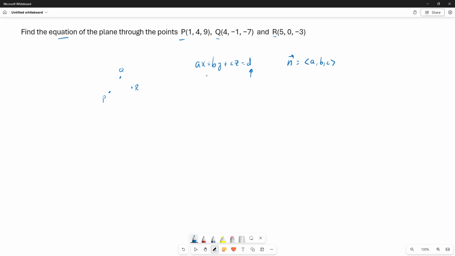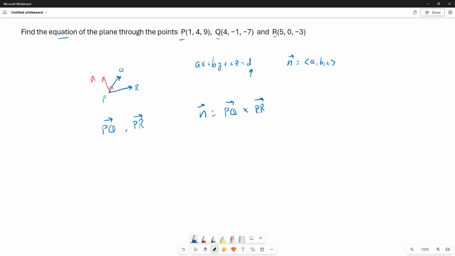So we need the normal vector to the plane, and when you have 3 points, then you can create a normal vector as follows. You can make the vectors from P to Q and from P to R, and then the normal vector will be perpendicular to both of those. To create a vector that is perpendicular to a pair of vectors, we will use the cross product. So our normal vector will be PQ cross PR.